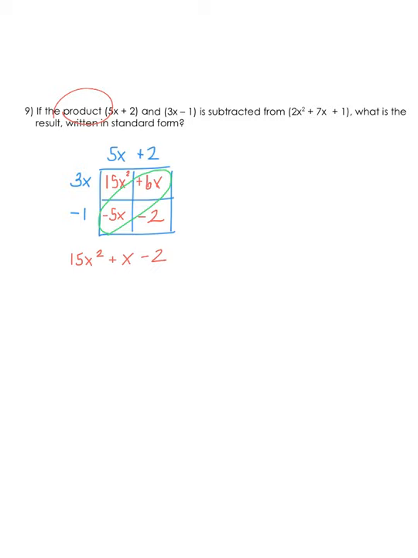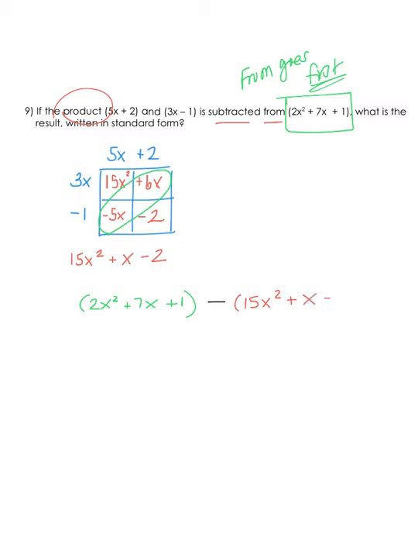minus 2. Next step is to take this product and subtract it from the following trinomial, 2x squared plus 7x plus 1. So to set up my problem correctly, I like to say that "from" goes first. So if "from" goes first, we're going to need to put the 2x squared plus 7x plus 1 first, and from that, we're going to subtract our product, 15x squared plus x minus 2.